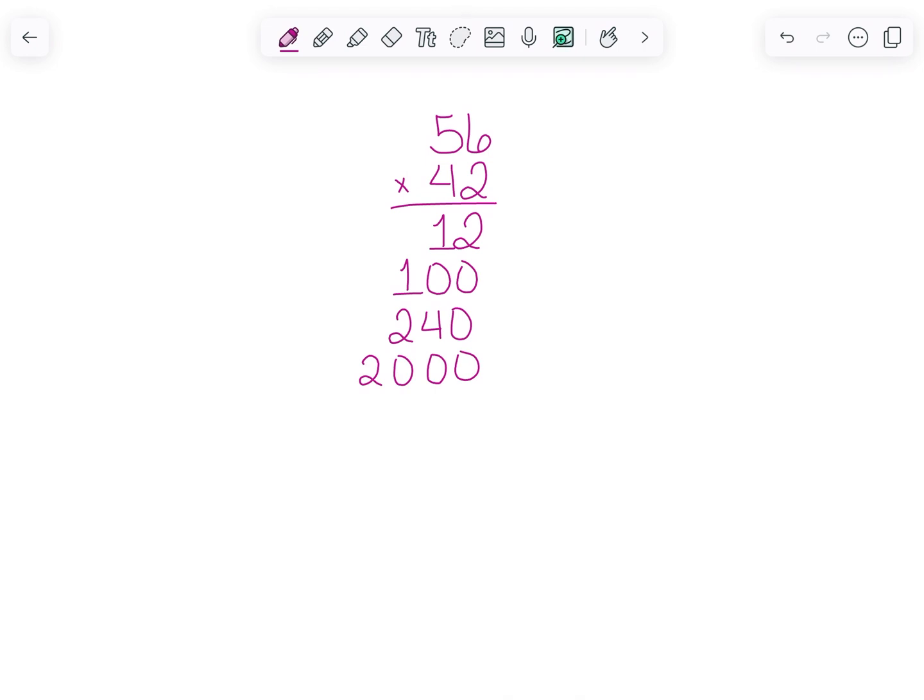Now that we have multiplied every place value in the first number by every place value in the second number, we can just add these numbers, 12 plus 100 plus 240 plus 2,000. When we do, we get our final result of 2,352.